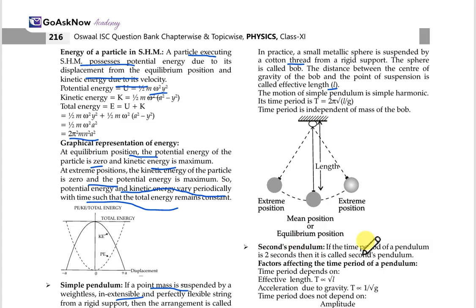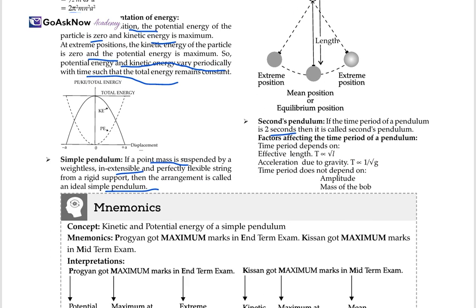For the second pendulum, if the time period of the pendulum is 2 seconds, then it is called a second pendulum. The factors affecting the time period of a pendulum: with effective length, T is directly proportional to the square root of l. With acceleration due to gravity, T is inversely proportional to the square root of g. And the time period does not depend on the amplitude and the mass of the bob. This is for the second pendulum.